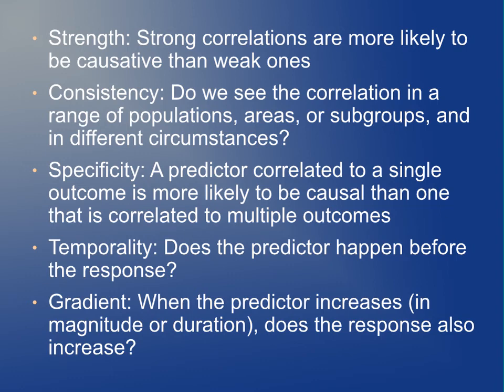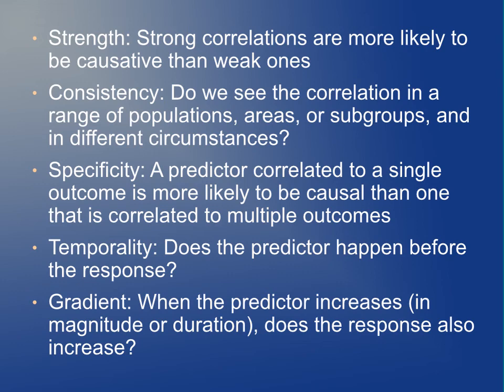First criteria is the strength of the association, that strongest correlations are more likely to be causative than weak ones. Smoking and lung cancer is an extremely strong correlation. As I recall, you're something like 15 times more likely to develop lung cancer if you smoke than if you don't. Whereas if you were only 1.2 times more likely, you'd be much less certain.